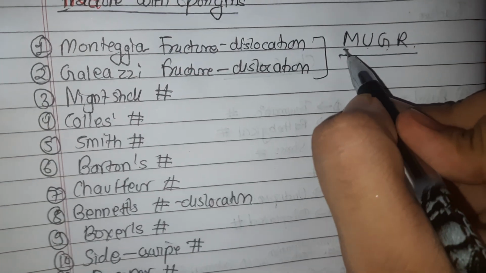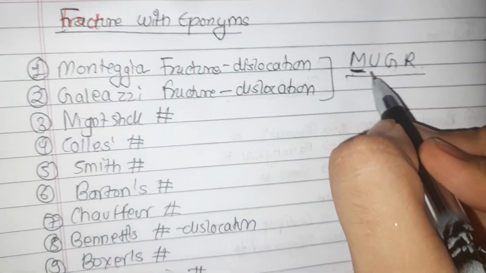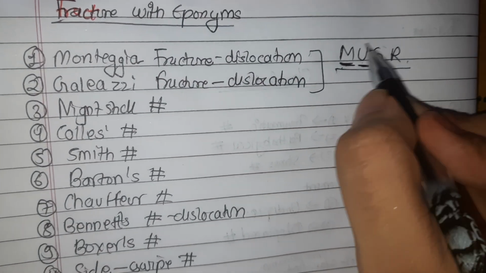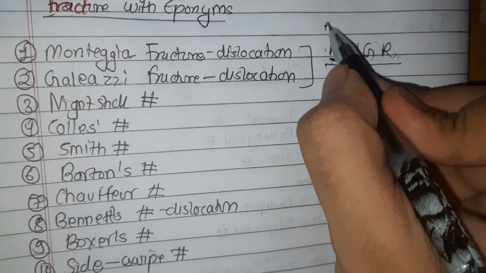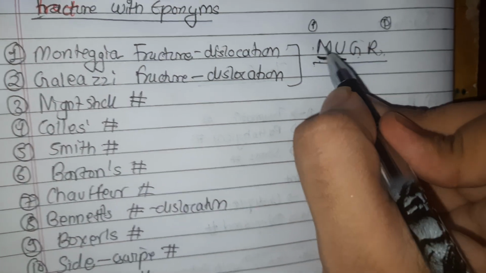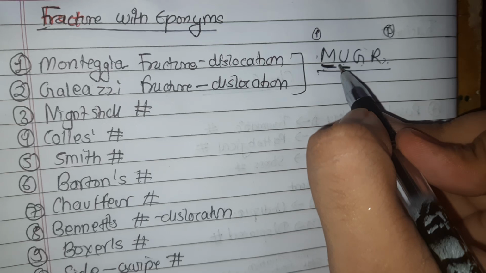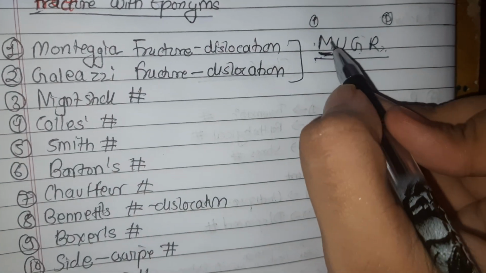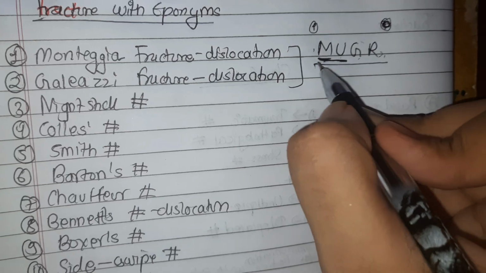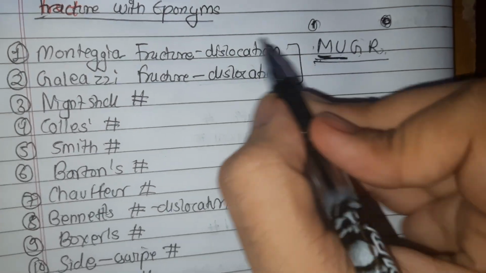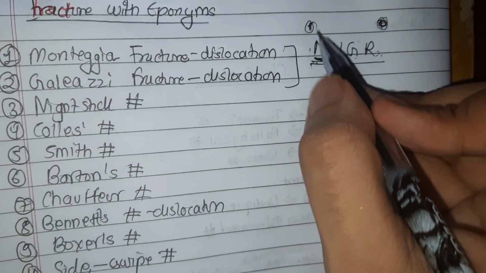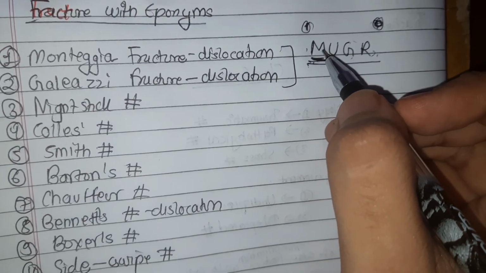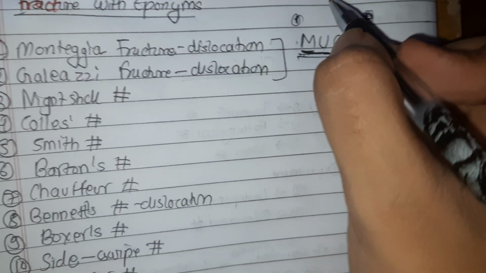In Monteggia there is a fracture of the proximal third of the ulna with dislocation of the head of the radius. This end looks proximal and this end looks distal. So the Monteggia fracture is basically the proximal type of fracture, where there is fracture of the proximal third of the ulna with dislocation of the head of the radius.